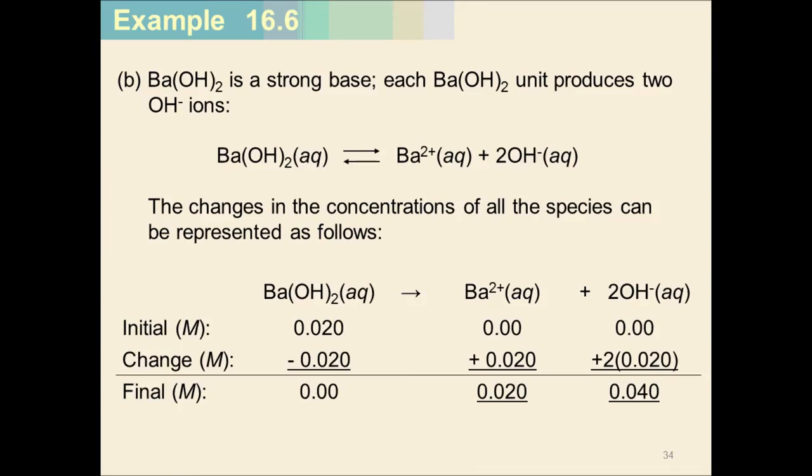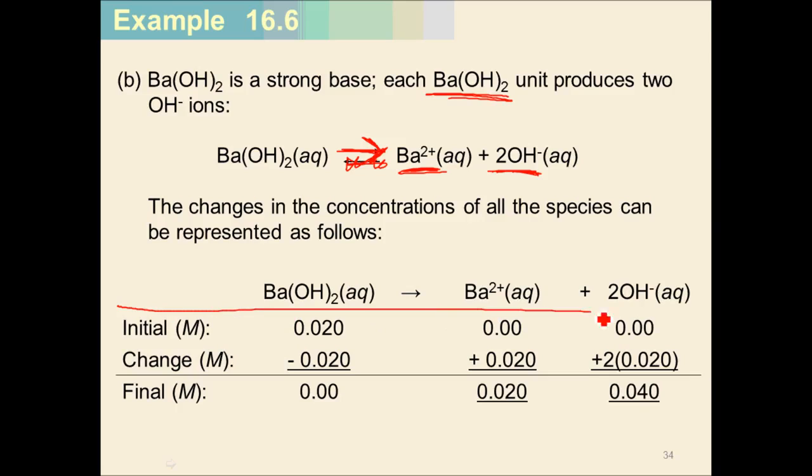On slide 34, part B, barium hydroxide is a strong base. Again, each barium hydroxide unit produces 2 hydroxides and 1 barium ion. There is a mistake here on this slide. This is a strong base, so it is a one-way arrow. The change in the concentration of all the species can be represented as follows.